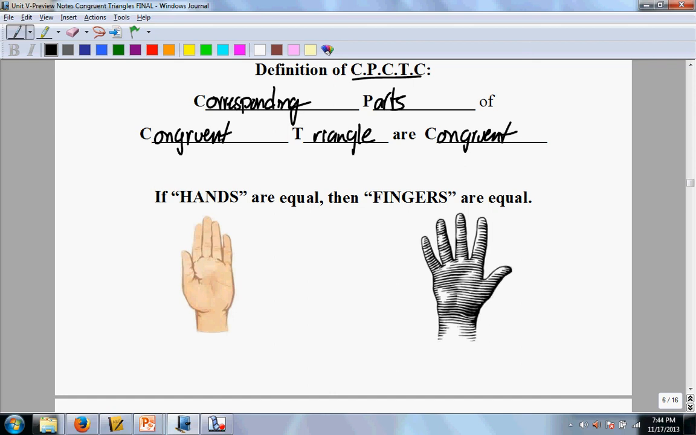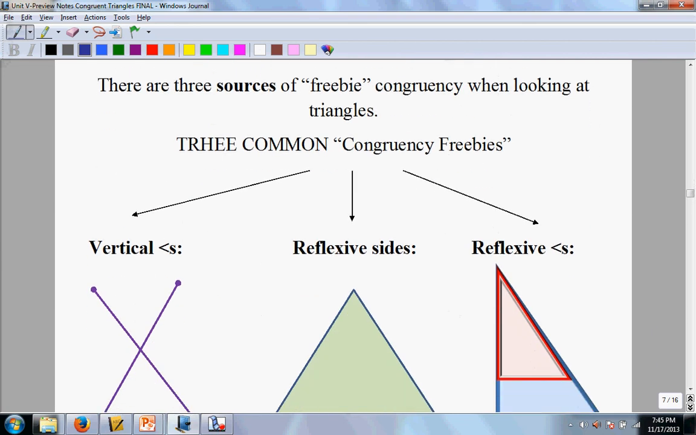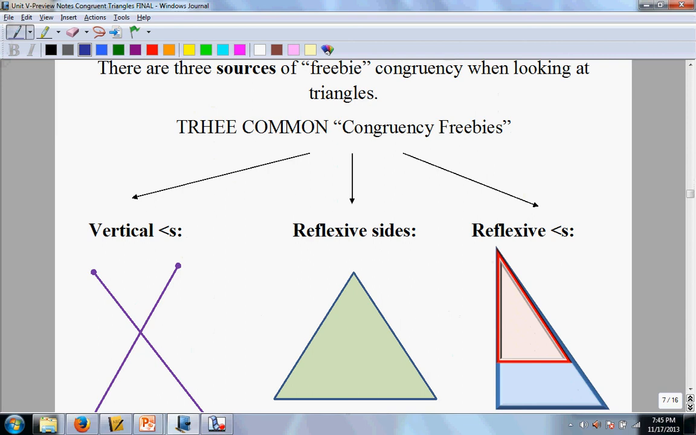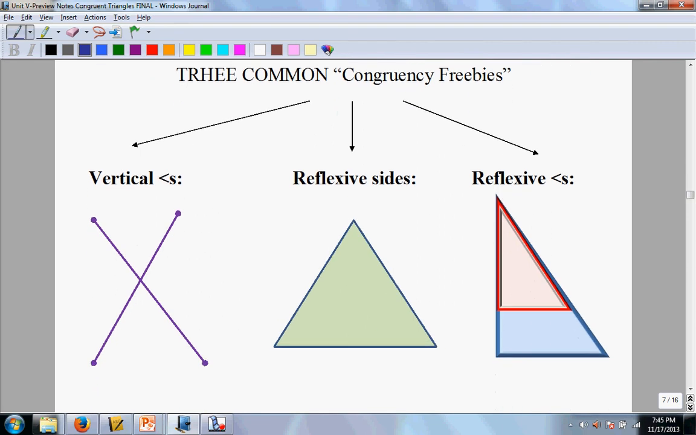The simple way of explaining this: if we say that two hands are equal, then all the individual corresponding fingers and parts are equal. The hands are equal, the parts are equal. Let's put this to application. We're going to be talking about congruent parts, and there are three what are called freebie congruent parts. Congruency freebies. That means things you can mark congruent even if they're not marked congruent. There's three of them. You need to be familiar with them.